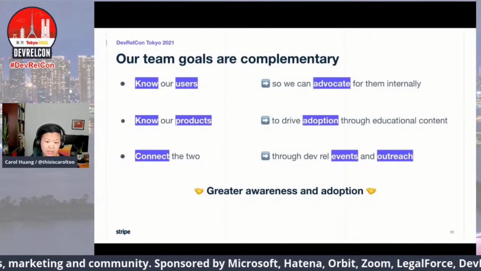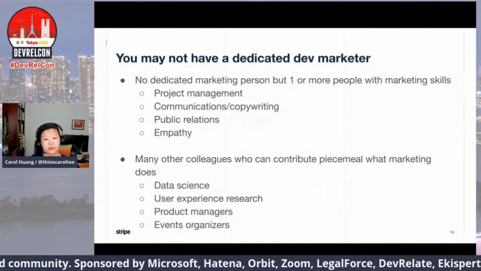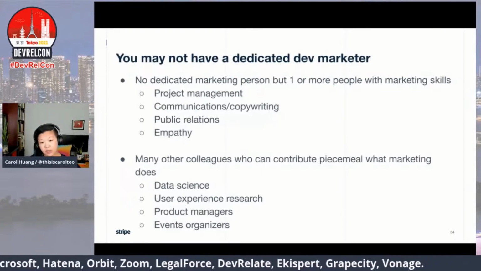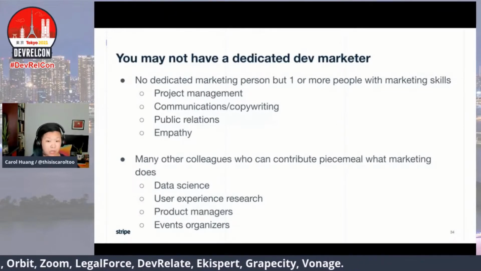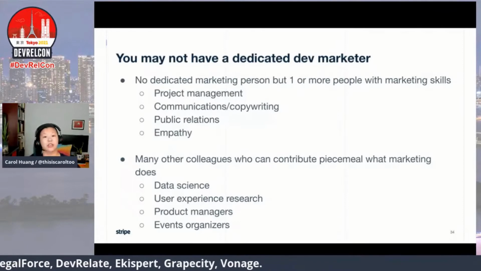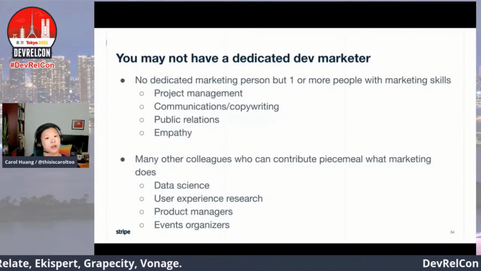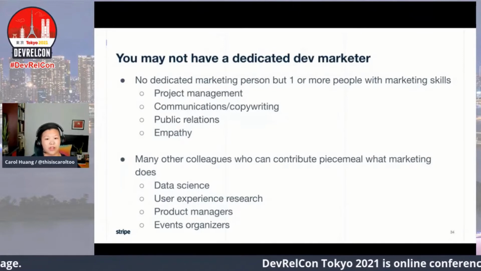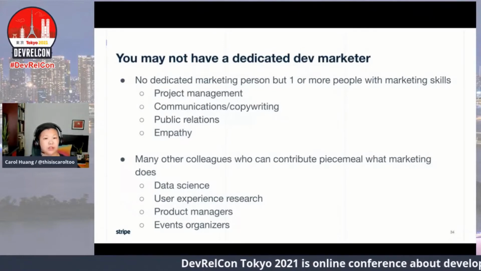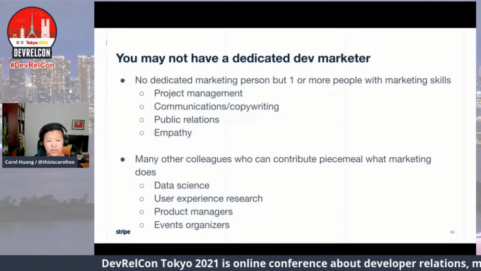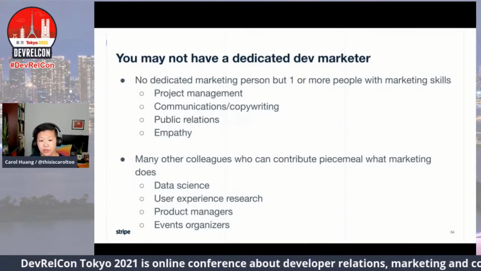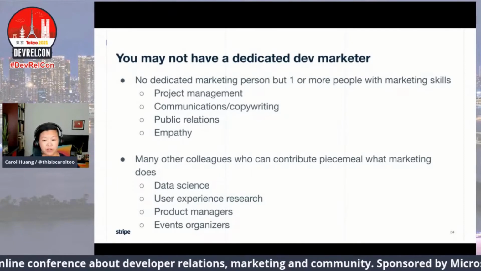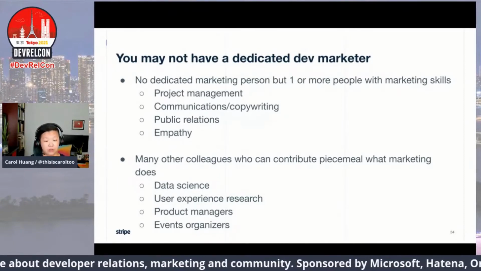And I'm highlighting this because it's a very possible state that you might not have a dedicated dev marketer. You might not even have a dedicated marketing person, period. But I can guarantee you that you have people with marketing skills, one or more of them that you work with, because this is an array of things like project management, communications, copywriting, public relations, empathy. A good number of dev advocates, support engineers, program managers, project managers all have these.